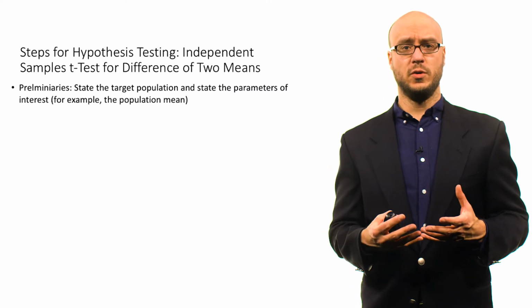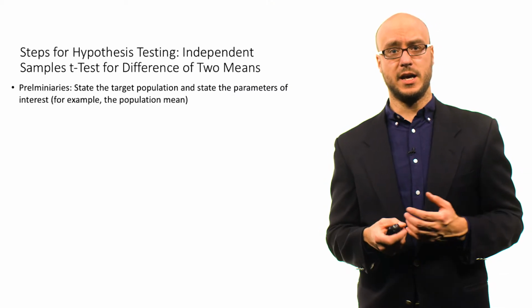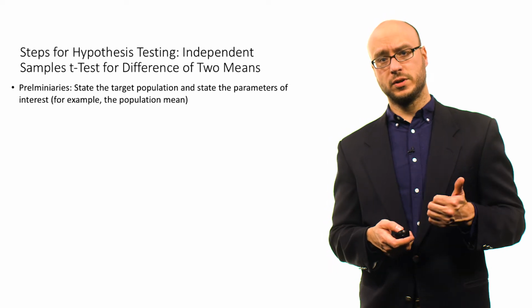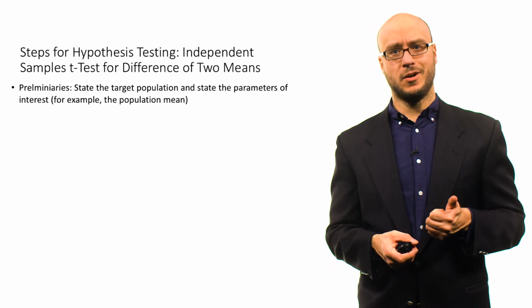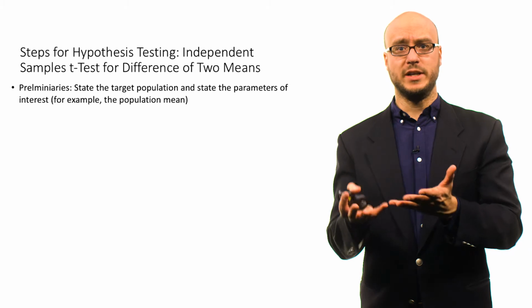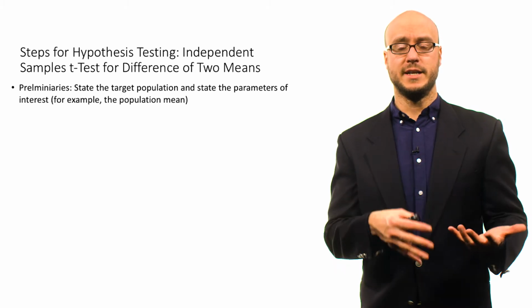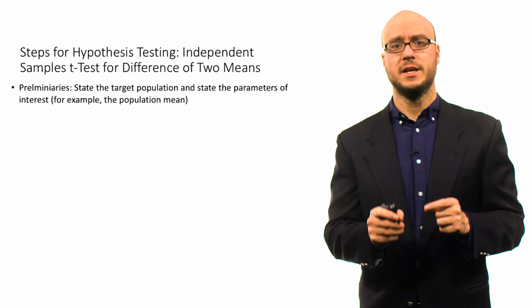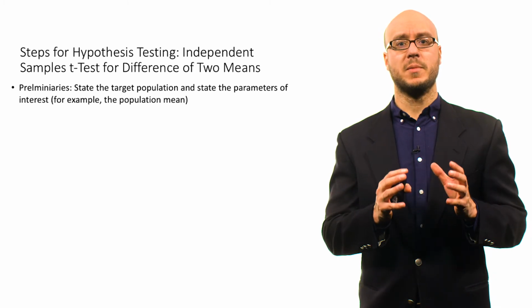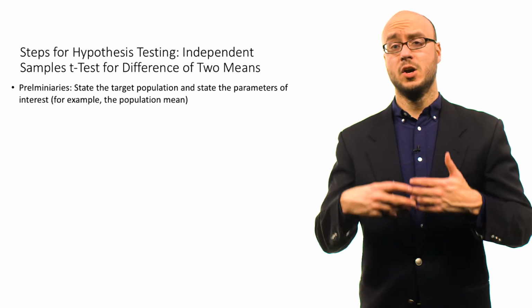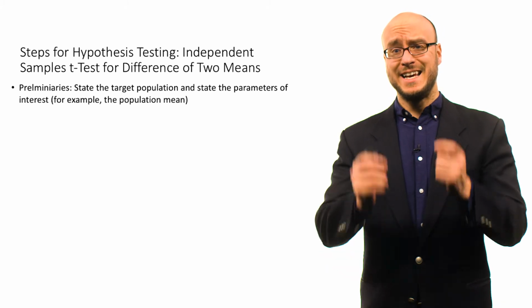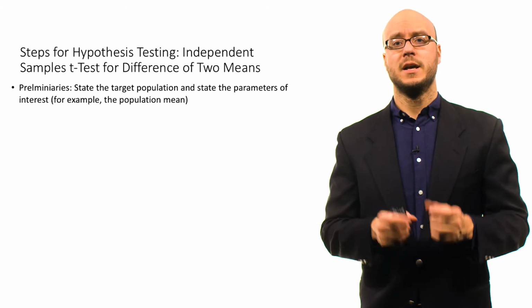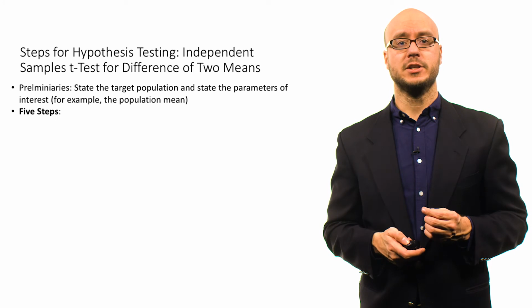So let's go through this process of actually conducting a hypothesis test. A few preliminary steps is that you want to state the target population. So are you examining people in Germany, people in the United States, people in the Ivory Coast? State your target population. And then you want to state the parameters of interest, so the population mean or the population proportion. In this case, we're going to look at the difference of two population means.